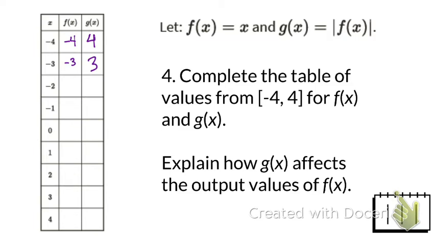You should have -2, -1, 0, 1, 2, 3, and 4. When you take the absolute value of all of these, you get 2, 1, 0, 1, 2, 3, and 4. You're taking the absolute value, which means it's just becoming positive. That's it.